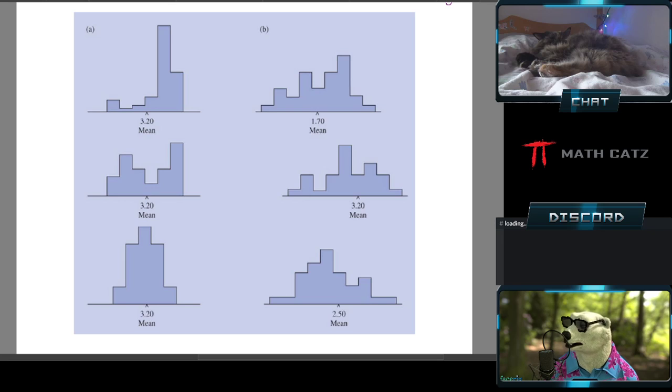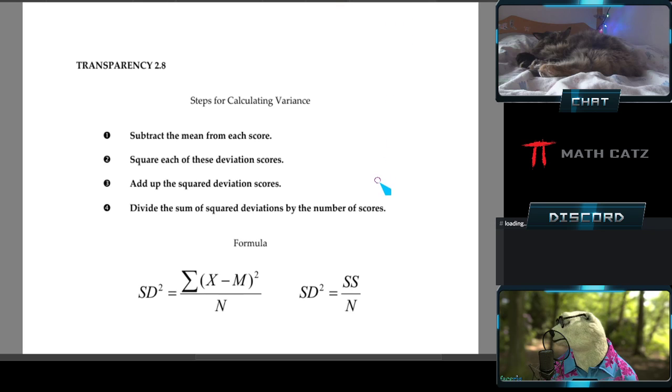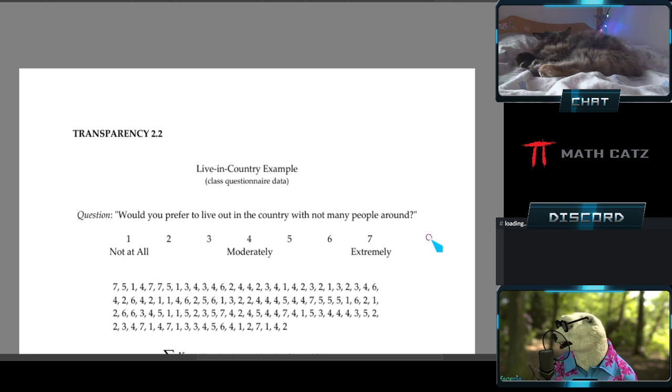Let's see, we've already done this slide. I think we're one page. Yes, steps for calculating the variance. Subtract the mean from each score. That's my deviation scores. Square them all. Add up all those deviation scores squared, and then divide by how many there are. This is the short form, sum of the squares over n, the more detailed form that you see in your formula sheet. Okay.